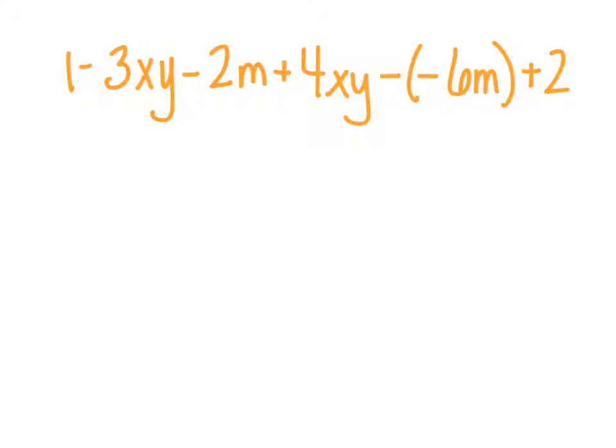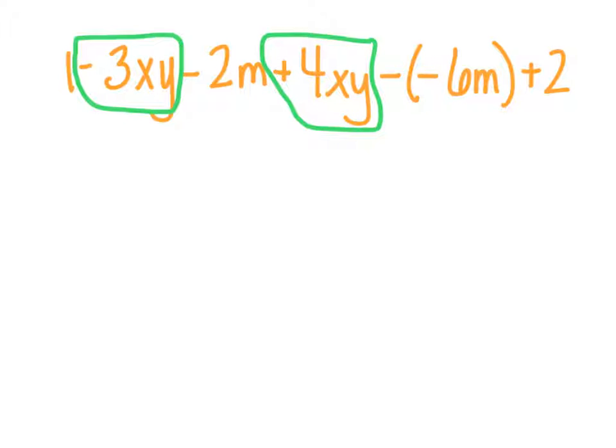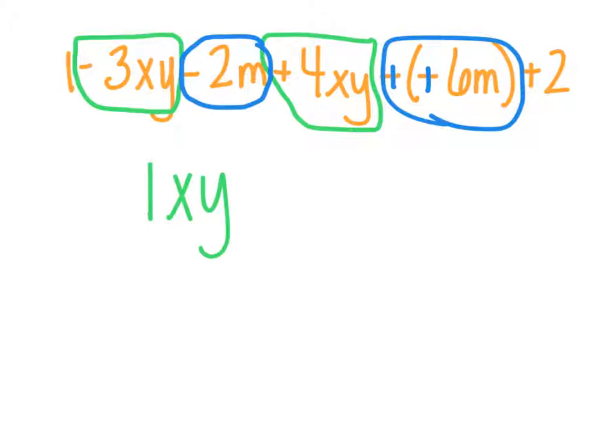And for our final one, we now have one with xy's, m's, and also constants. So I'll go through and box up my xy's first. I have a negative 3xy plus 4xy. So negative 3 plus 4 is 1. So that's 1xy. Next, I will go in and grab my m's. I have negative 2m minus negative 6m. Again, subtracting a negative we know is adding a positive. So this is negative 2 plus 6, that's 4. Since it's positive 4, you can just write plus 4, and those were m's.